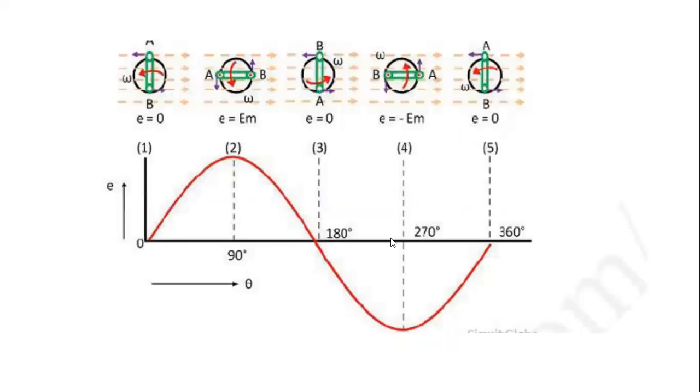Okay, this is the output without commutator segments. This is the AC voltage or AC current for all the cases. When we take the various positions, that is theta equal to 0 degrees, 30 degrees, 60, 90, 180, 210, 270, up to 360 degrees, the waveform is obtained like this. That is the AC waveform.